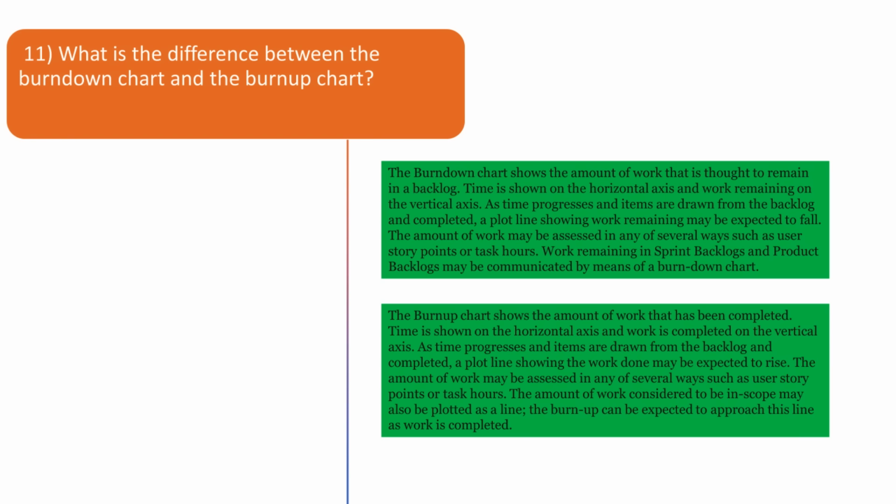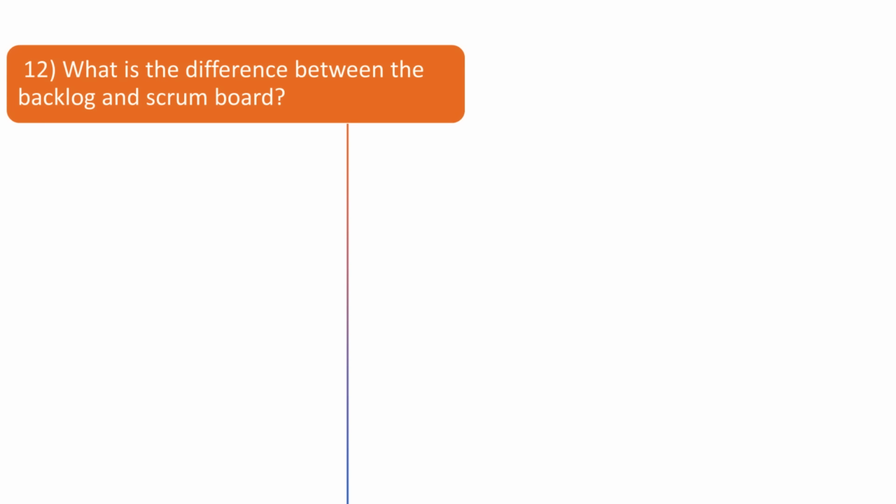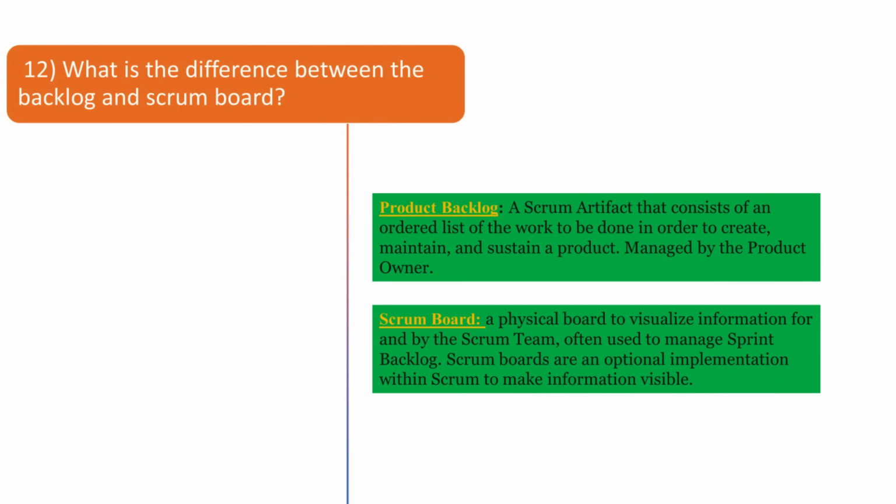Question 12. What is the difference between the backlog and Scrum board? Product backlog is a Scrum artifact that consists of an ordered list of the work to be done in order to create, maintain, and sustain a product. Product backlog is managed by the product owner.